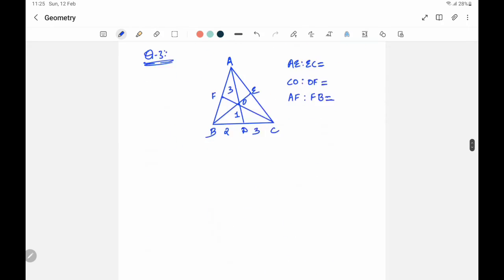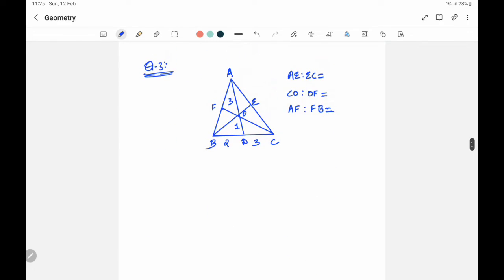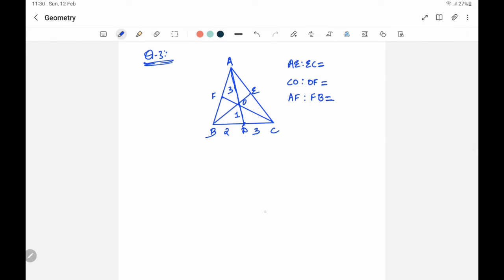Now let us take a look at another question here, because if you see here, there is this line segment AD, and the ratios on both sides of AD are available, and there is another line segment BC, and the ratios on both sides of this line segment are available. So the point of interest here is D.